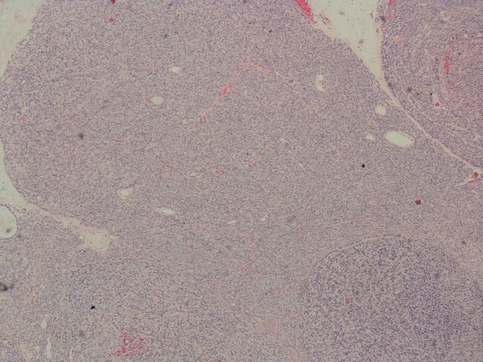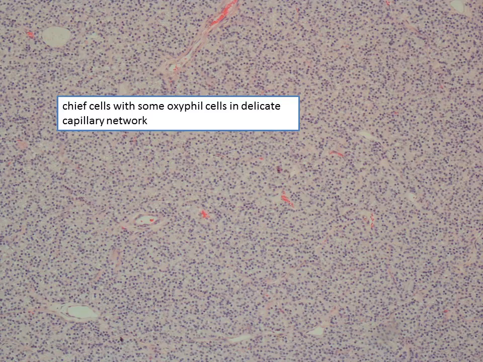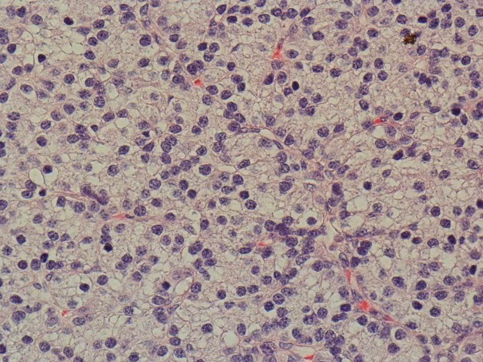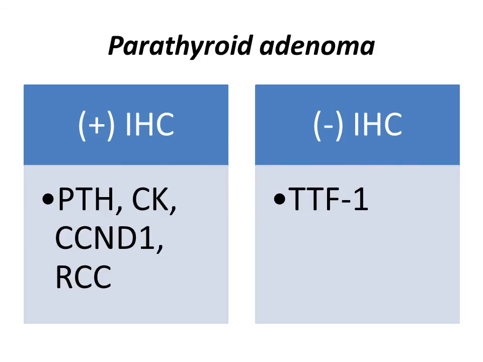At high power, you see this admixture of oxyphilic and chief cells in this delicate capillary network. And at high power, you see all these cells that sometimes in touch preps cytologically look like lymphocytes. Sometimes immunohistochemical stains can be helpful if you have the question whether this is thyroid or parathyroid. Parathyroid tissue in cases of adenomas and carcinomas will be positive for parathyroid hormone, cytokeratin, cyclin D1 and RCC, and the most helpful thing is that parathyroid adenomas are negative for TTF1.